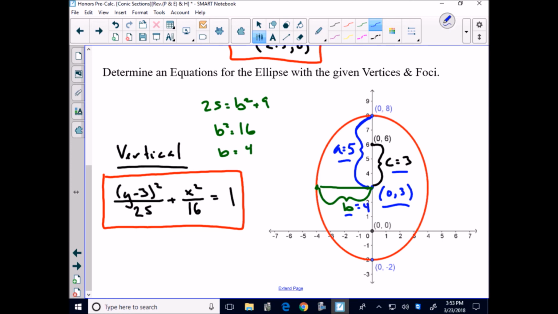Now in general right here, we're really going to just use B squared in the equation. We know that this is a vertically orientated ellipse, so that means that the A value squared is going to be the denominator of the Y term. So right here we've got Y minus 3 squared divided by 25 plus X squared divided by 16 equals 1 for this vertically orientated ellipse.